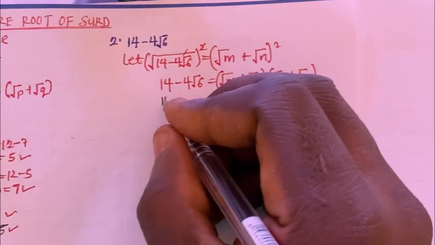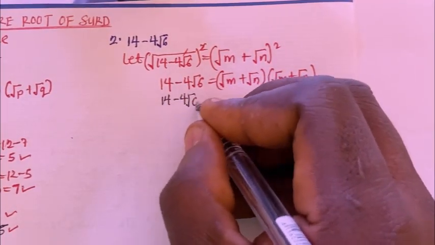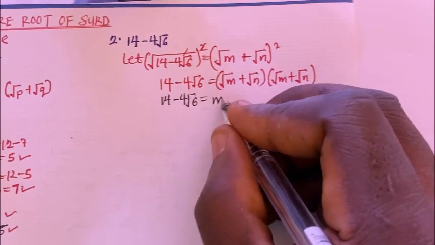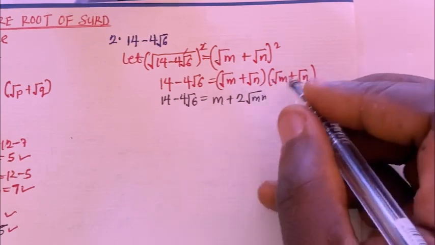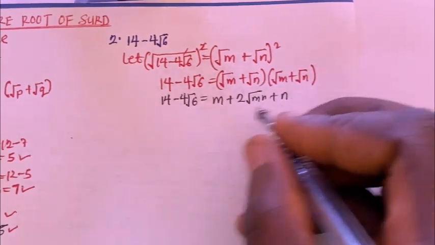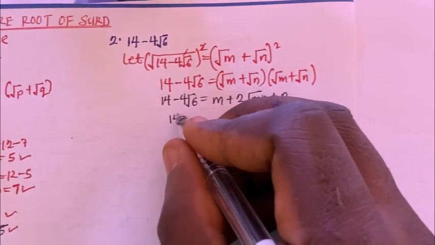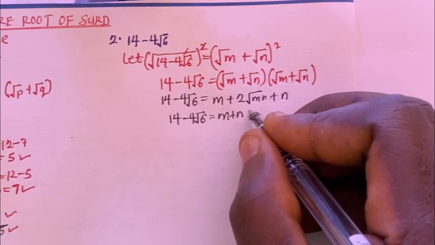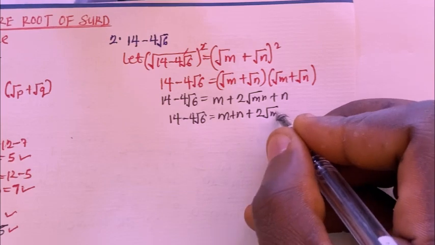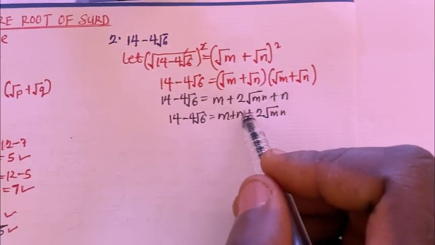So here we are going to have 14 minus 4 root 6 equals m plus 2 root mn. By the time you expand, you are going to have plus n. So here we're going to have 14 minus 4 root 6 equals m plus n plus 2 root mn, right? M plus n plus 2 root mn.